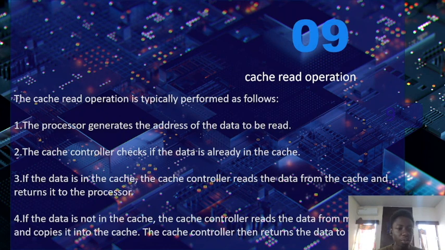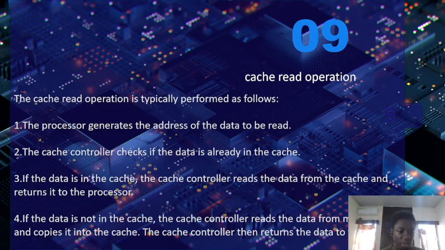The cache read operation is typically performed as follows. 1. The processor generates the address of the data to be read. 2. The cache controller checks if the data is already in the cache. 3. If the data is in the cache, the controller reads the data from the cache and returns it to the processor. 4. If the data is not in the cache, the controller reads the data from main memory and copies it into the cache. The cache controller then returns the data to the processor. So this is how the cache read operation is performed.